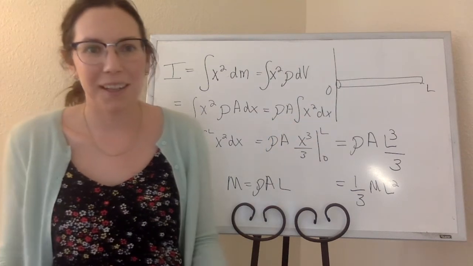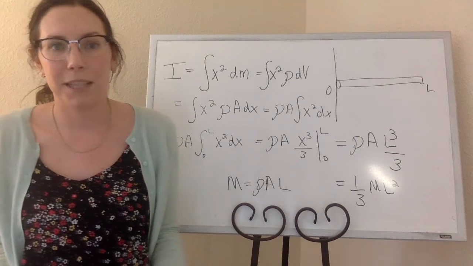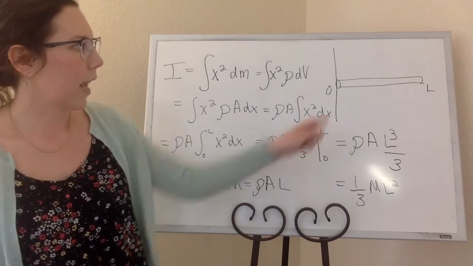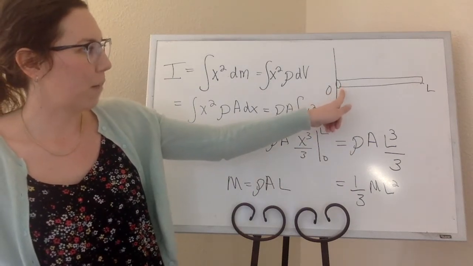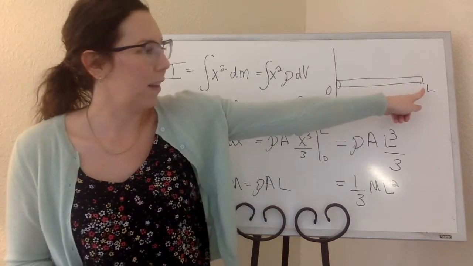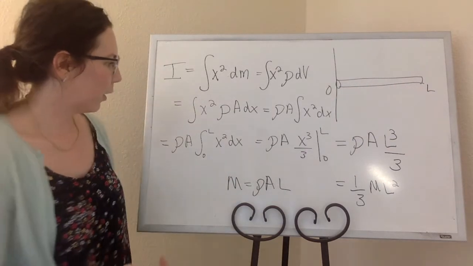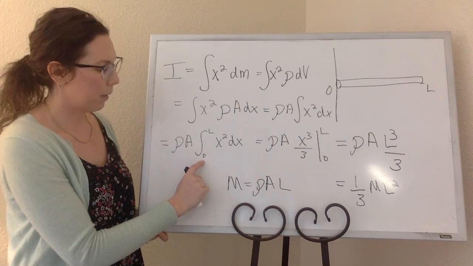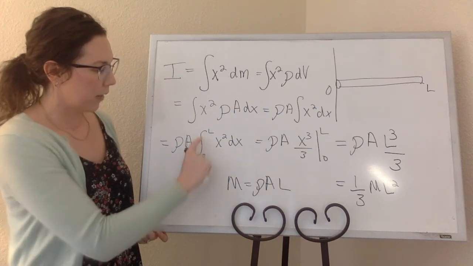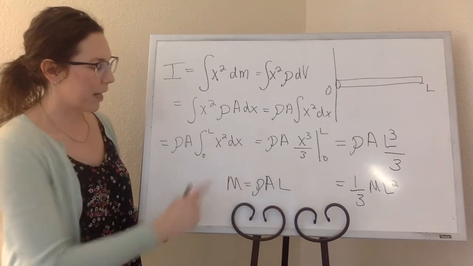And this is the part where it changes. What's different now is our limits of integration. So starting at the axis of rotation, x varies from 0 to L. So we can take that integral from the furthest away, L, to 0. So the integral from 0 to L, x squared dx.